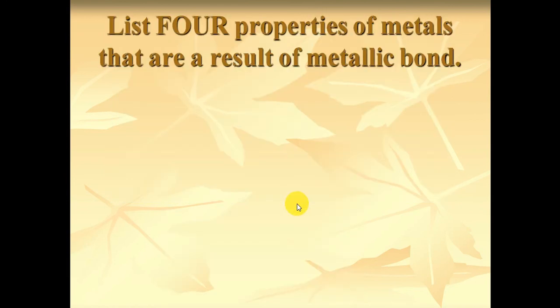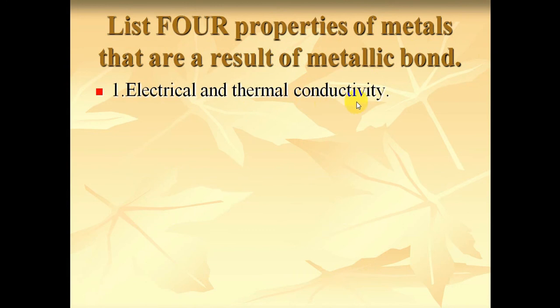Okay, so in this question, list 4 properties of metals that are a result of metallic bond. So what are the properties of metals because of the metallic bond? Let's see. Number 1, electrical and thermal conductivity. We said because electrons move freely.